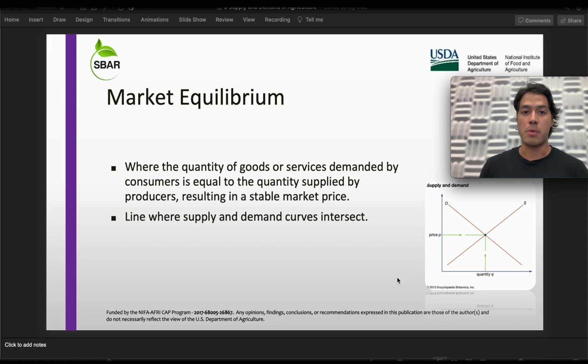In order to identify the market equilibrium, this is going to be the line where supply and demand curves intersect. As you can see on the price section, this is the line going to the middle point along with the quantity. So this is going to represent our market equilibrium, meaning where our curve for supply and our curve for demand are going to intersect in this case.